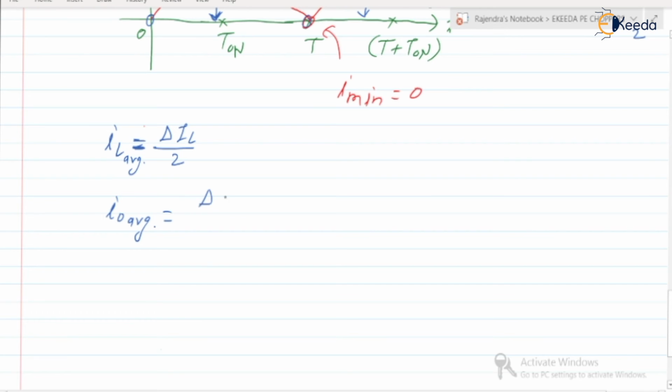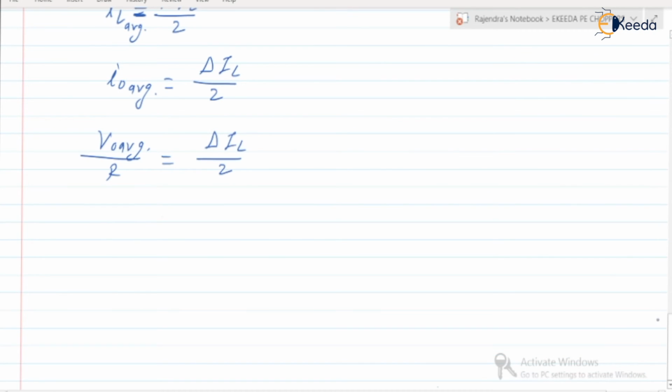Which is equal to what? Delta IL by 2. Again, what is I0 average? It is V0 average divided by the load resistance, for example, delta IL by 2. Okay, so further we can write it as, what is V0 average? It is D into the supply source voltage, Vs, divided by R, which is nothing but R critical, right? Divided by R critical we can write.